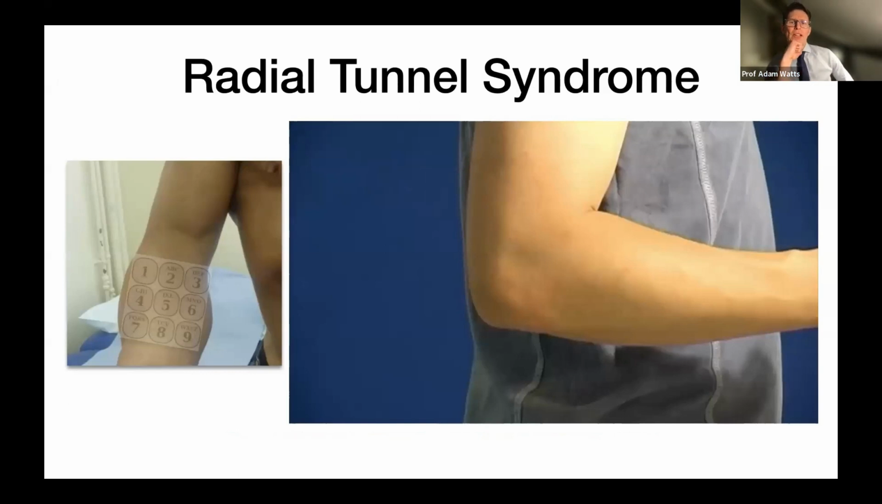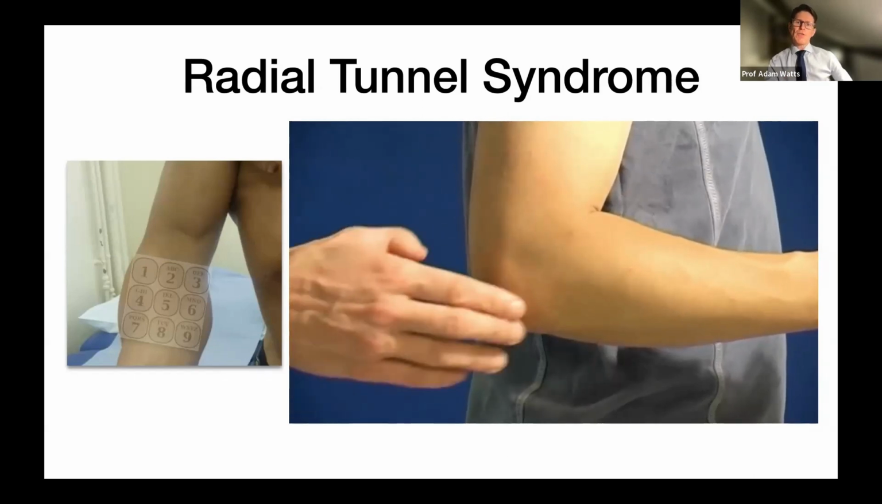And then I mentioned radial tunnel syndrome. Again, I think this is really overdiagnosed. Most lateral forearm pain probably comes from the lateral epicondyle or the radiocapitellar joint. And it's very much a diagnosis of exclusion.